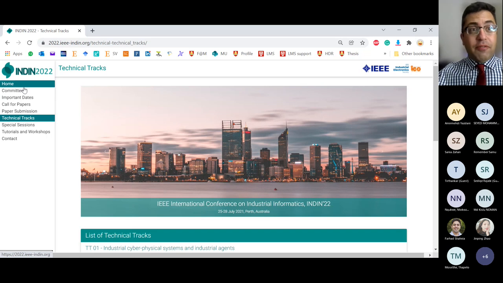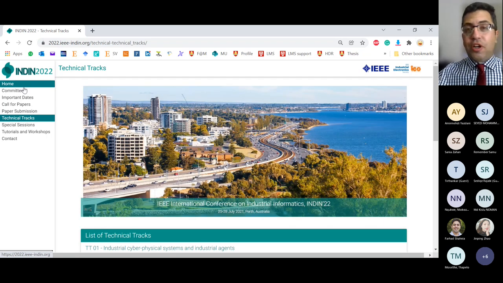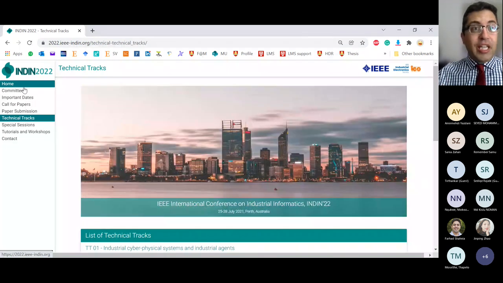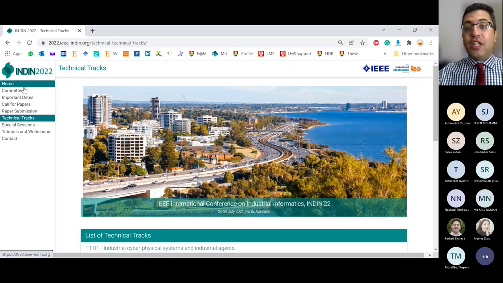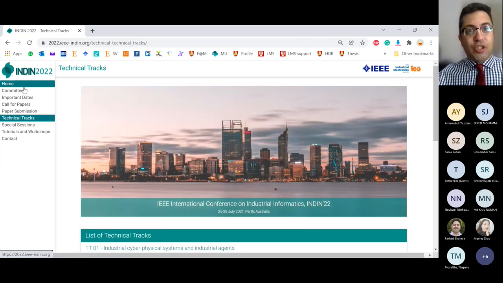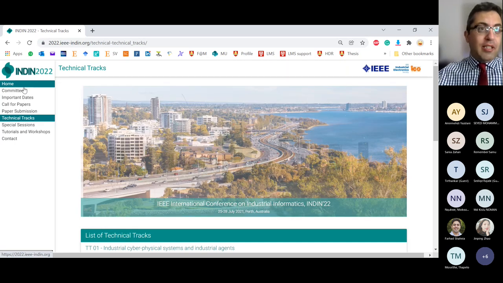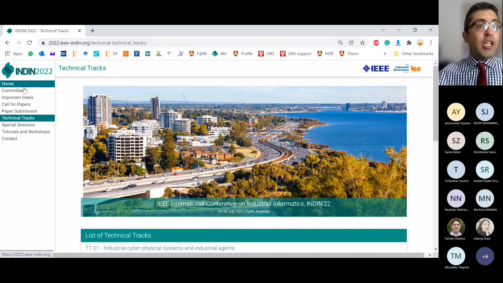INDIN was last held in Perth in 2005, which is 17 years ago by next year. So hopefully after 17 years, the conference is coming back to Perth, and that would be a very good opportunity for hopefully overseas people to visit Perth, especially after almost 2 years of lockdown and pandemic. But we are also thinking about the online option.